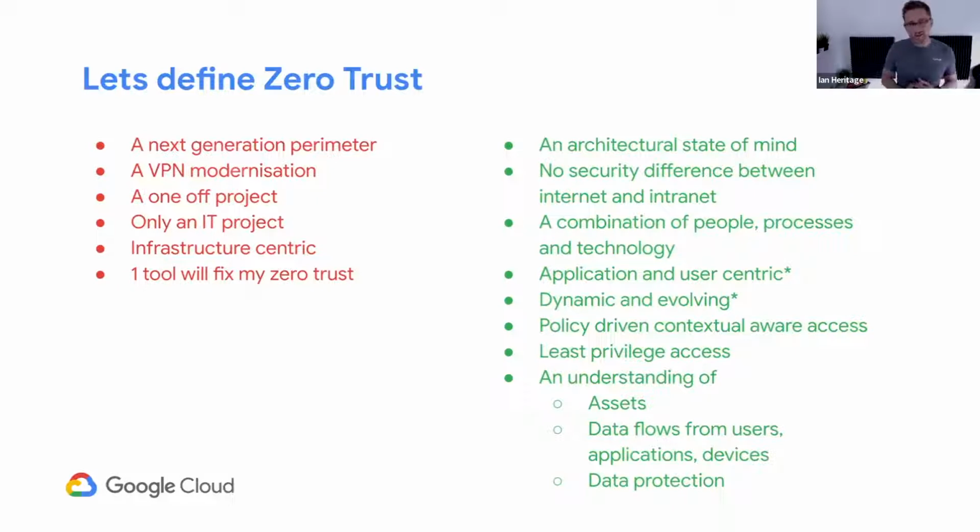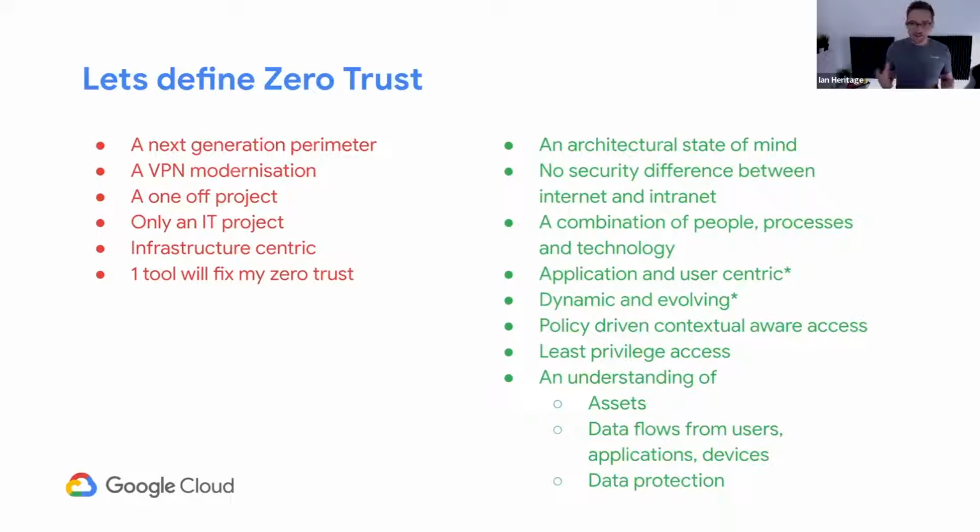On the left-hand side, in that room, we discussed how Zero Trust for us is not another next generation perimeter. In terms of VPN modernization, Google went on a transformation to actually remove all VPNs and firewalls from our organization. It's definitely not a one-off project. We looked at people, processes, and technology. I know it's used a lot in DevOps, and in any IT transformation and cloud journey, but it truly does need full support of the business. It's not infrastructure centric, so I don't think you should just be looking at certain devices to solve your Zero Trust journey. And we know that one tool will not fix all of your Zero Trust issues.